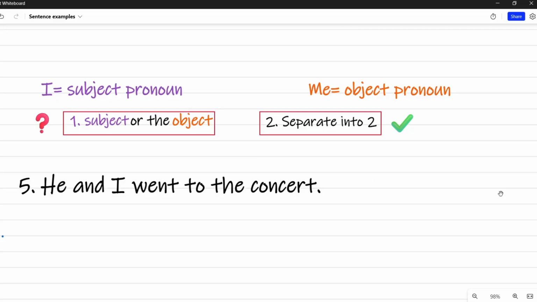Item number 5, "He and I went to the concert." All right, who is doing the going to the concert? He and I. So it should be a subject pronoun, which it is. So we should be good to go, but we're going to do the separation test. We're going to remove the other part of our compound subject. "I went to the concert." Bingo, works, perfect. All right, that is it.